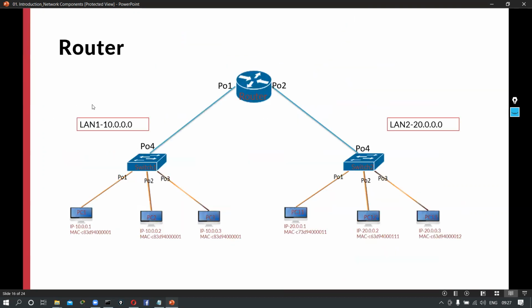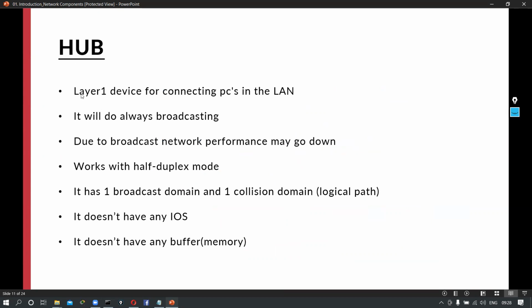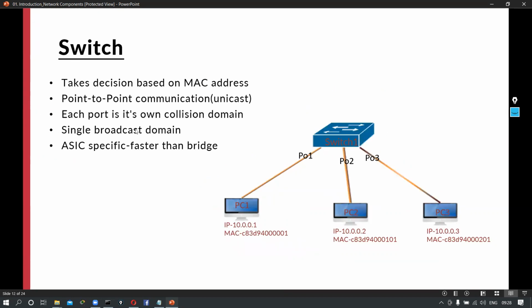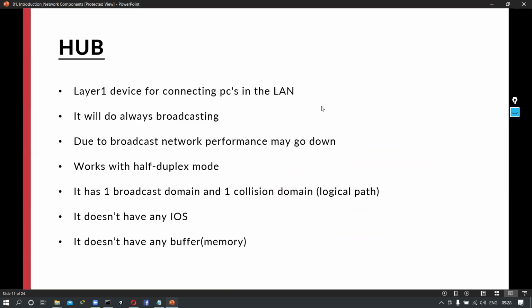We'll see now. Now write down hub. These are the points. Okay, hub is a layer 1 device. It will always do what? Broadcasting. Okay, what will the switch do? The switch will do broadcast the first time. Why will it broadcast the first time? Because we don't know the destination MAC address. That's why it will broadcast, and next time onwards, unicast. But hub is not like that. Always broadcast. And due to broadcast, what will happen? Unnecessary traffic will be carried via the cable. There is unnecessary bandwidth utilization.